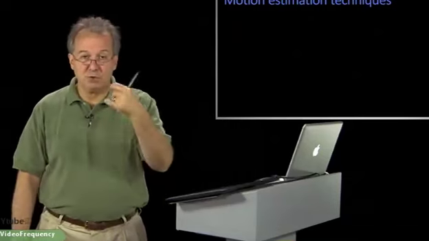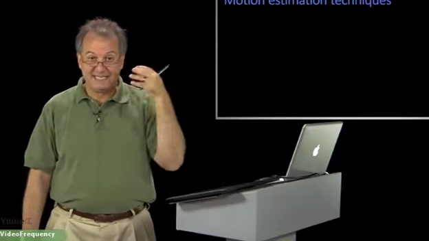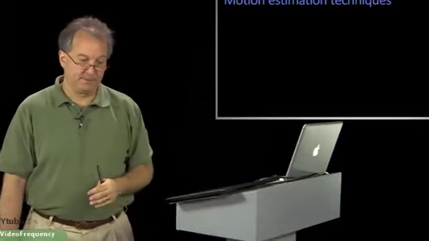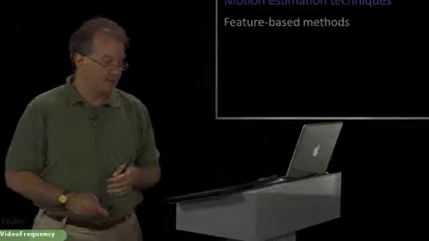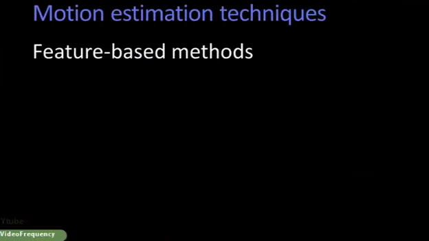So for the remainder of this lesson, and then the next one, and then the next one, and the next one too, we're going to be talking about motion estimation. Basically, given a sequence, tell me what moved, tell me how it moved. Generally, you can say there are two different approaches to this. The first approach involves feature-based methods.